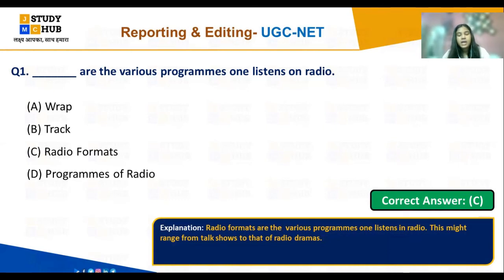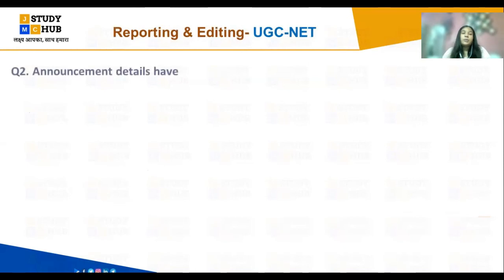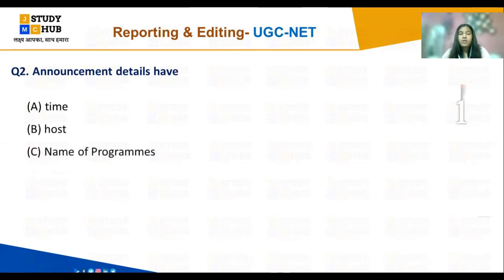listens to on radio. The next question that I have with you is announcement details have option A, time, option B, host, option C, name of programs, option D is both A and C, that is time and host. So announcement is a part of which programs, that is the program formats that we see in radio.